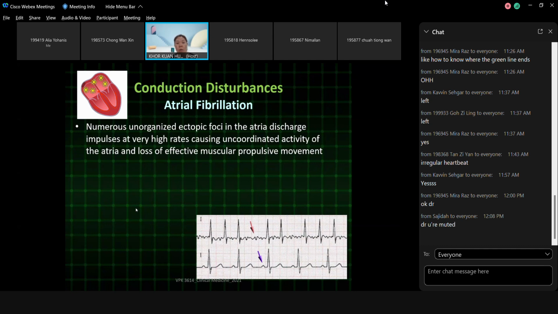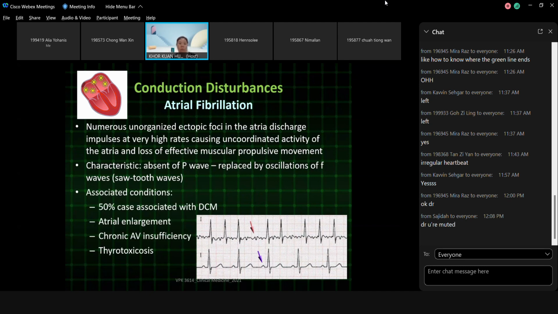So there are numerous unorganized ectopic foci in the atria discharging impulses at a very high rate, causing uncoordinated activity of the atria and loss of effective muscular propulsion movement. So you tend to see absent P waves, because when you look at it, which one is P, right? You're not very sure. So it's just like everybody talking. So then you get all these sawtooth waves. Okay.